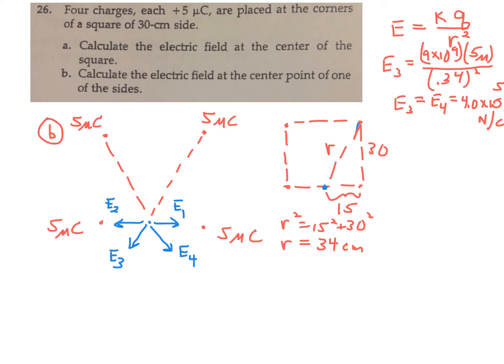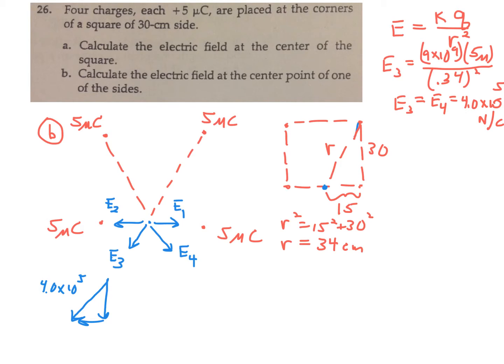Now I need to add E3 and E4, and they're not lined up perfectly, so now we have to find components. But you'll see once again that there'll be some shortcuts. Let me run through that. I'm looking back down here on the lower left now. Let me just draw E3 by itself. I'll draw it a little longer just so I have more space. E3, we just found out, is 4.0 times 10 to the 5th newtons per coulomb. Well, it has a y component and an x component.